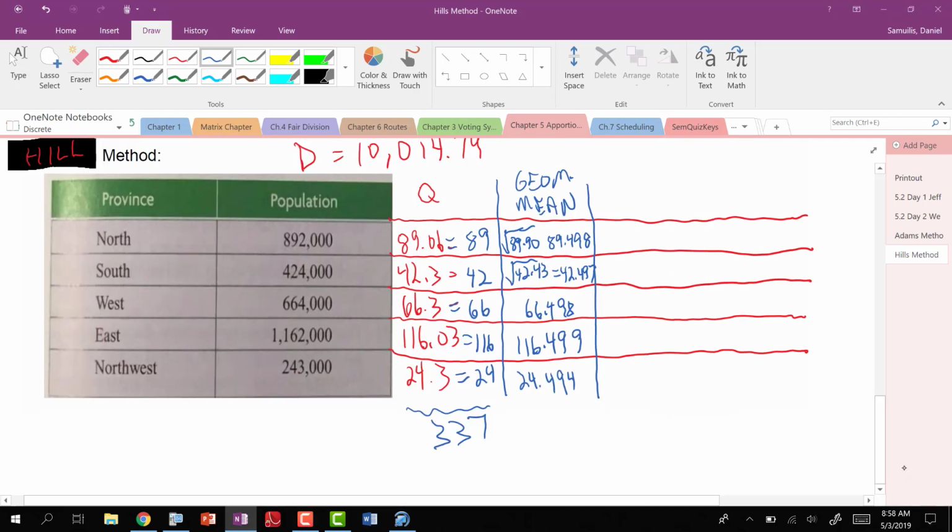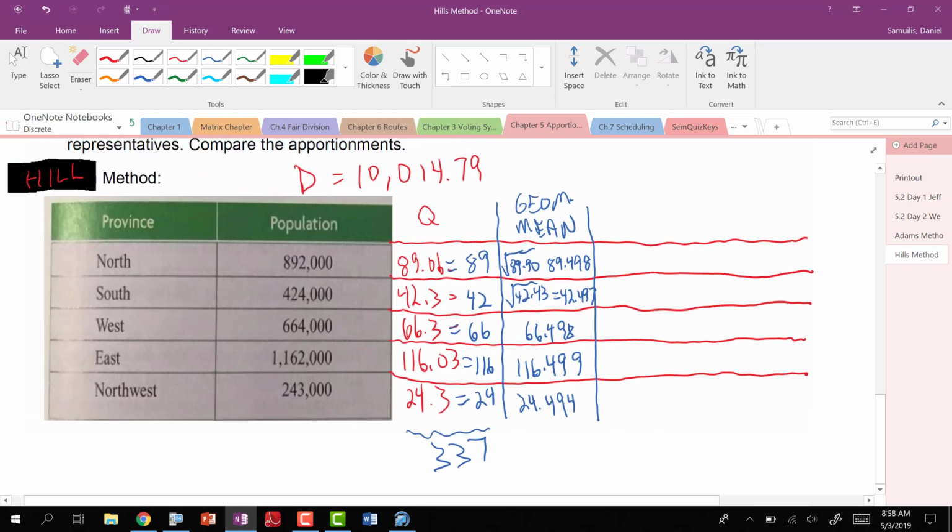Okay, we calculated the rest. I didn't write the work down. I think you should be able to understand that for 66.3, I did the square root of 66 times 67. And all these rounded down because all of them as decimals in red are lower than their geometric mean comparisons. With that being said, we ended up being one short.